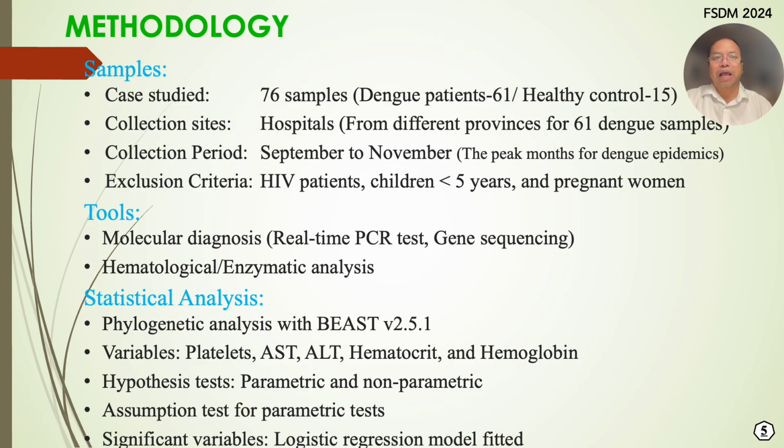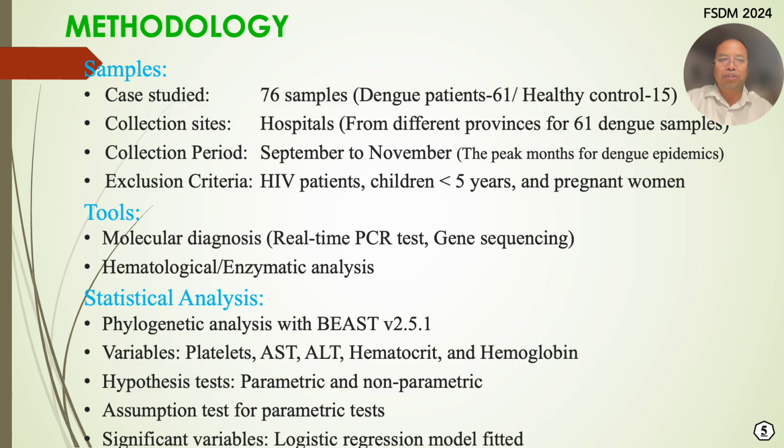Methodology. Samples. We have 76 samples: 61 dengue patients and 15 healthy controls. We collected the samples from hospitals. The collection period is September, October, and November, which are the peak months for dengue epidemics. We excluded cases if the patient had HIV, was a child less than 5 years old, or was a pregnant woman.